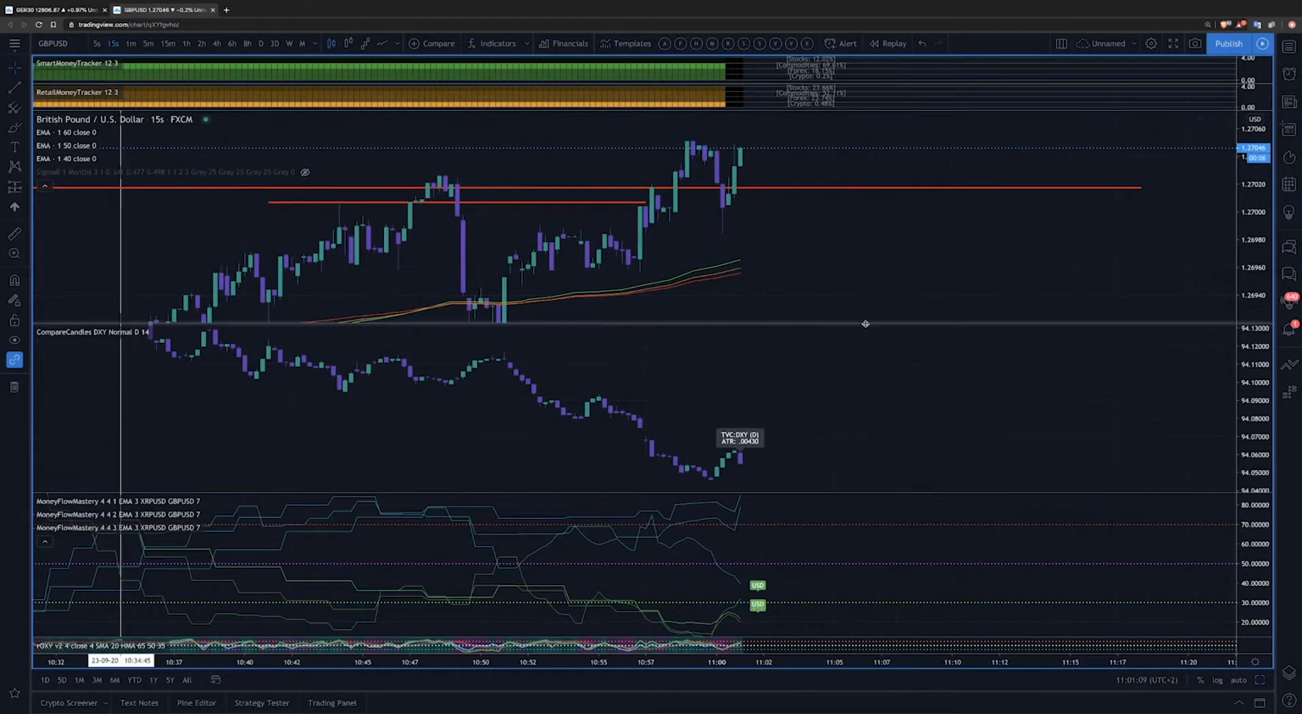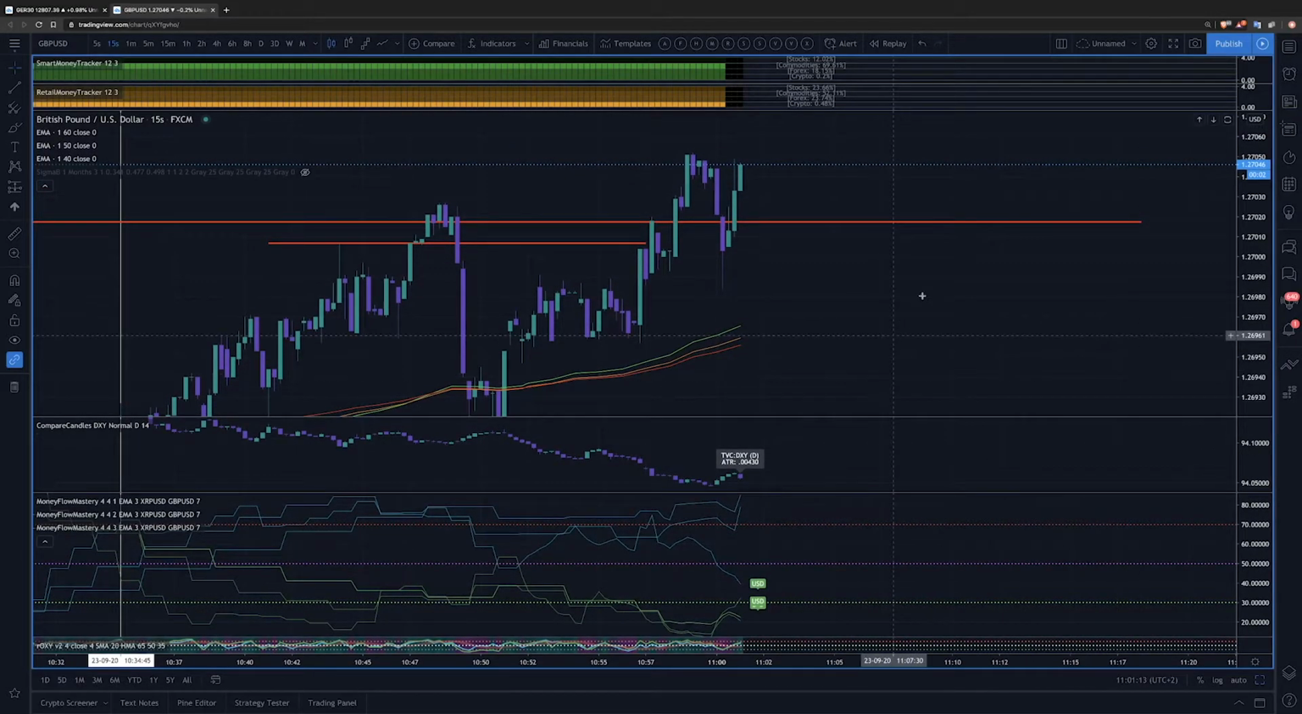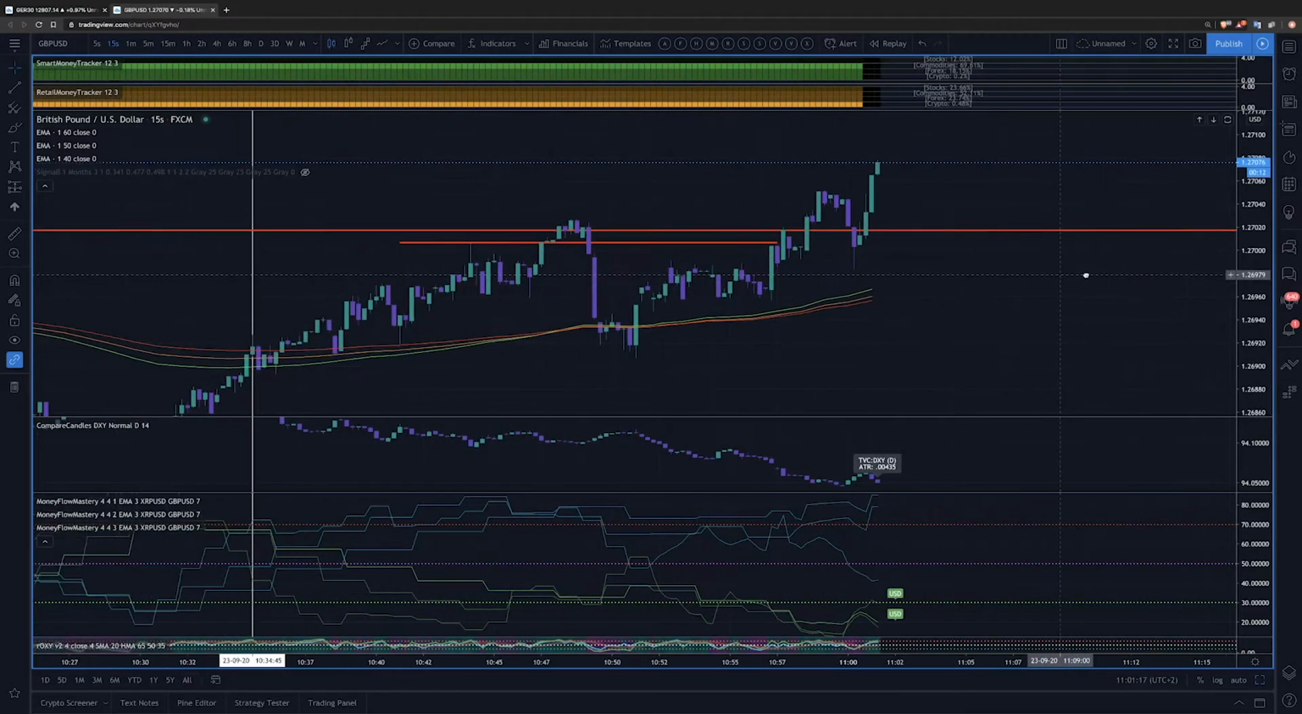Love it. Dollar, how are you looking? Dollar, you can be shrunk actually, because, oh, go on pound. Go pound, go pound.